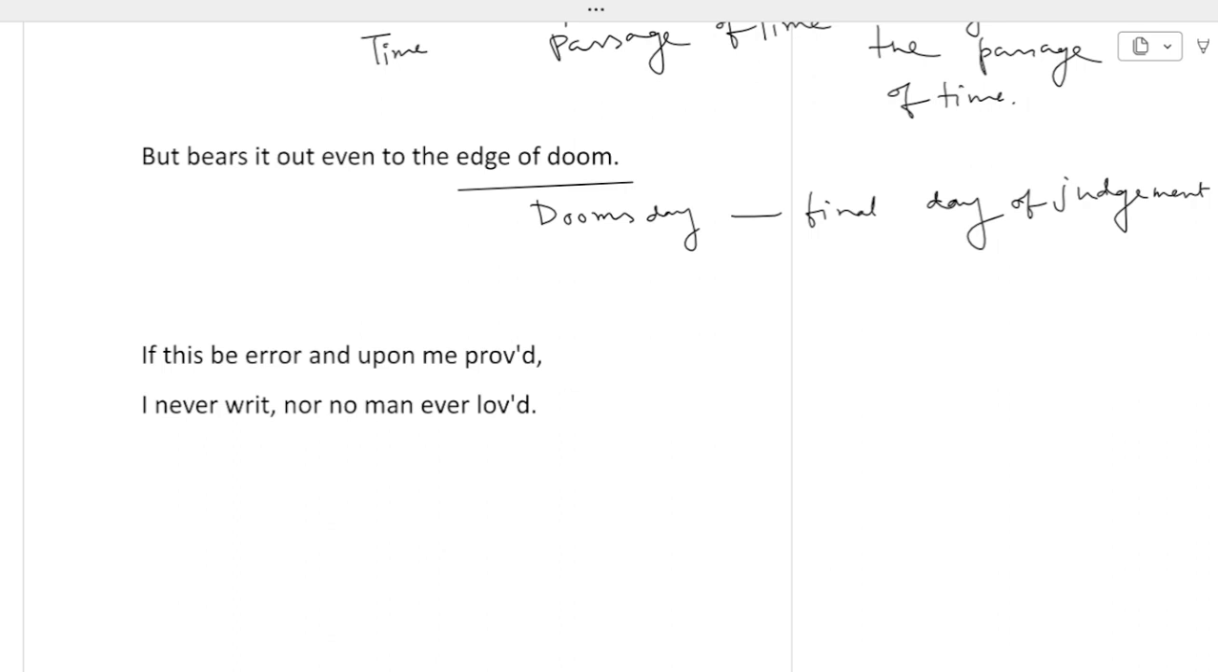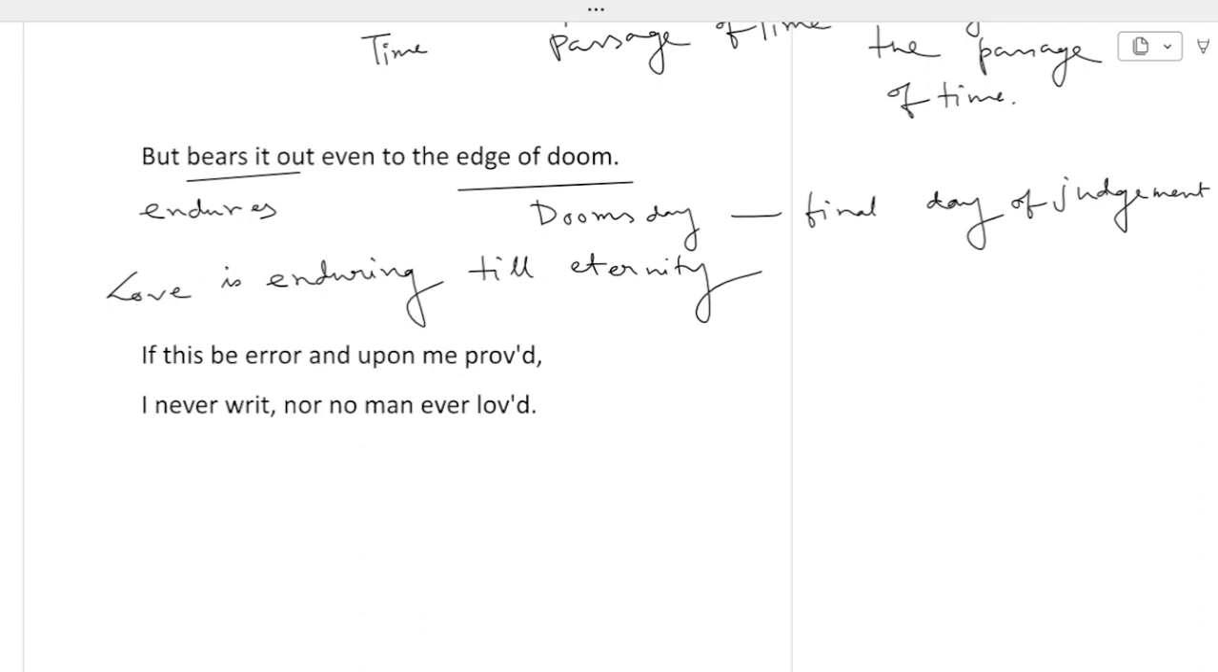So love is something that endures till eternity, bears it out, bear out means sustain without giving away, or endures. So love is enduring till eternity. Even at the time of doomsday, it is not going to be destroyed. So we have finished 3 quatrains. Now the couplet is here, line number 13 and 14. A B A B C D C D E F E F, we have G G.